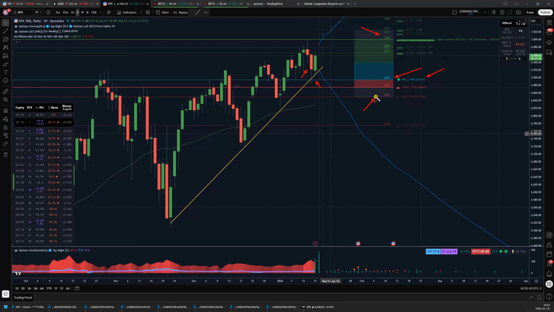There are also notable differences since yesterday. For example, yesterday the put support was around 6,800. That was the main put support. Right now it went above 6,875, which is more of a bullish sign.